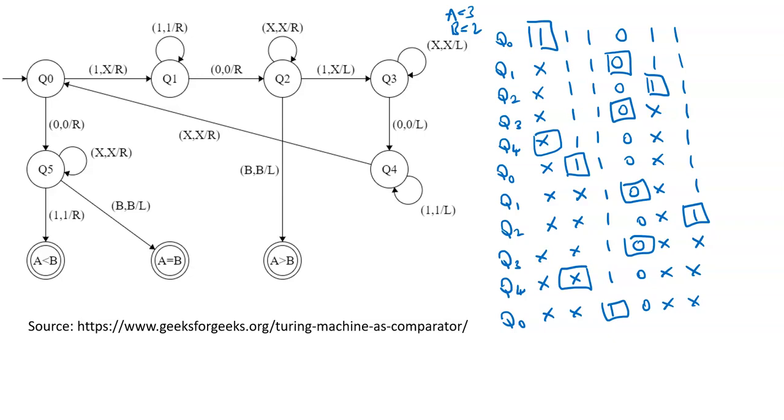So we can see the first number should be greater than the second number. Let's see how this turns out. We're in state 0, we see a 1, so we turn that into a cross, and we move to the right, putting us in state 1. If we see a 0, we move to the right again, putting us in Q2.